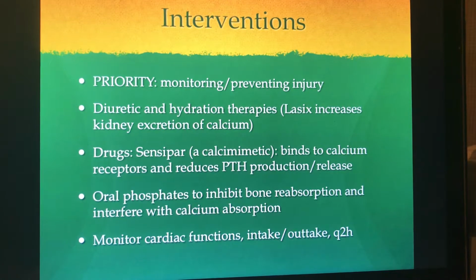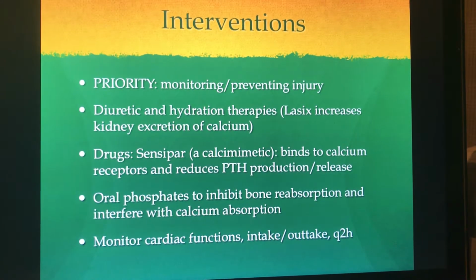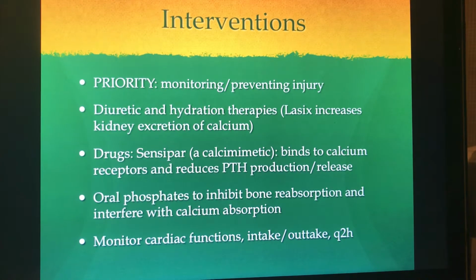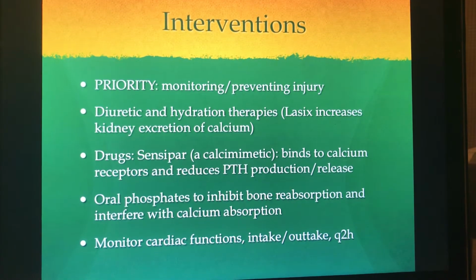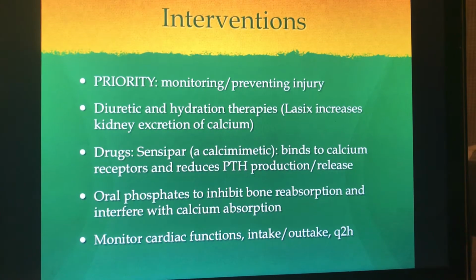For drugs, you want to give them a diuretic or hydration therapy. Lasix is a very common one because it increases kidney excretion of calcium. You also could give them Sensipar, which is a calcimimetic. These bind to the calcium receptors and reduce PTH production and release.